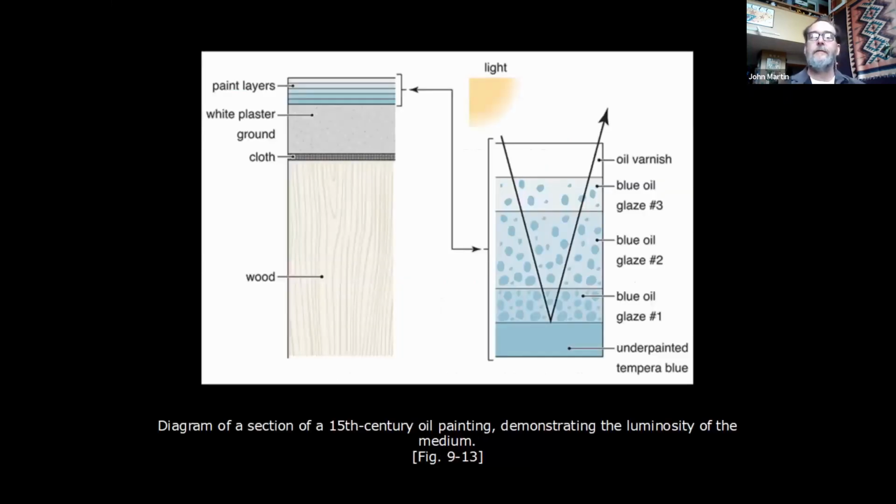This is a diagram that shows the many different layers. On the left, we see the wood that is the panel that the painting is going to be painted on. Then there's a cloth, then the white plaster ground, and then the many different layers of paint. On the right-hand side, we see the layers of tempera, underpainted, glaze number 1, blue oil, glaze number 2, blue oil, glaze number 3, blue oil, and then oil varnish. Like a diamond that is refracting light and reflecting light, we see the many different layers add to the luminosity of the oil paint.